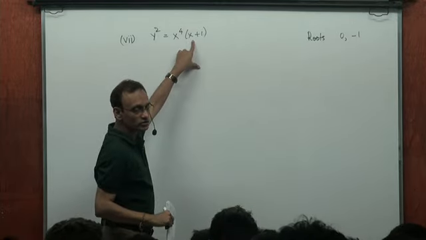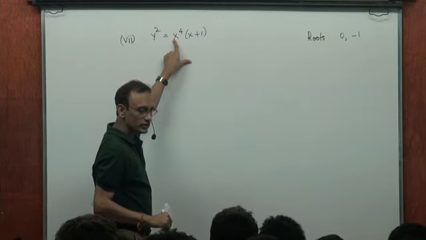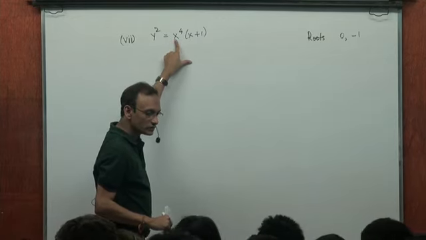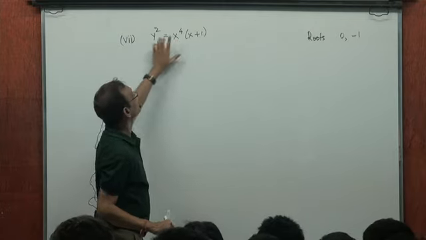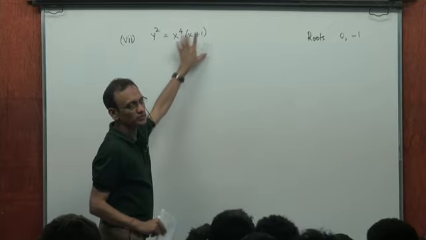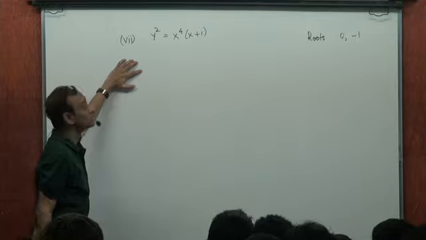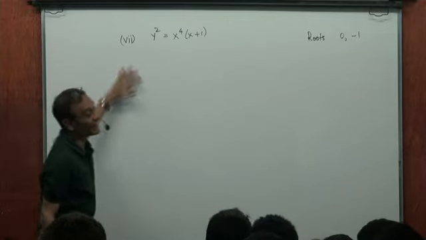x equal to 0 is a root, right? Now there are two roots. In fact, y equal to plus minus x squared root x plus 1, so minus 1. Okay, now even powers of x, even powers of y, so symmetric about the x axis.